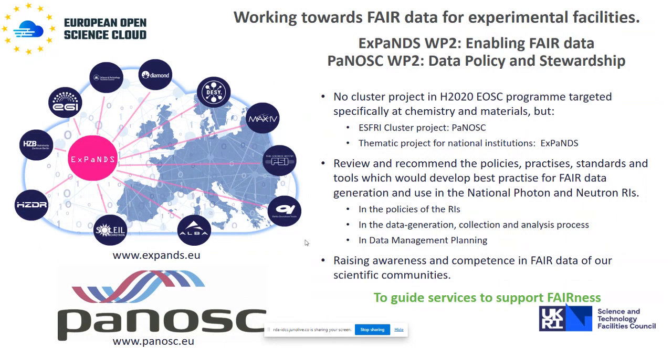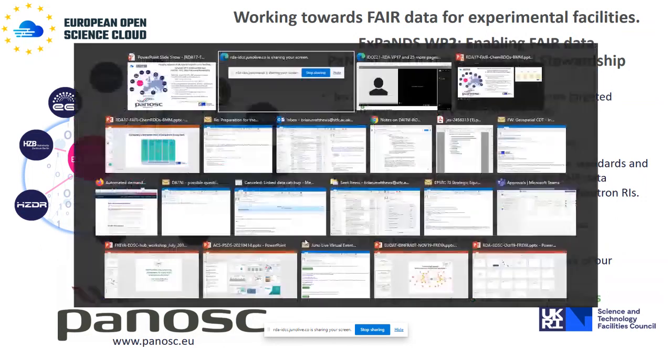What are we going to do to improve what we're doing? So what we're doing is reviewing and recommending policies, practices, and standards, which gives us the best practices for FAIR data for photon neutron sources.